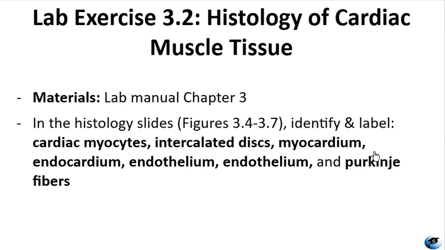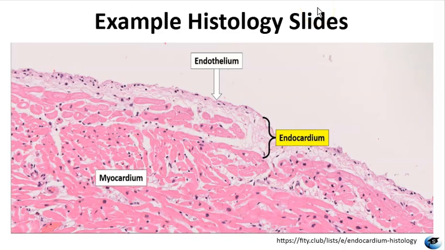For lab exercise 3.2, you'll be looking again at histology slides that show various structures within the heart wall. You'll use the figures 3.4 through 3.7 in chapter 3 of the lab manual, and you'll want to be able to label and identify cardiac myocytes, intercalated discs, myocardium, endocardium, endothelium, and Purkinje fibers. These are all going to be visible under the microscope, but they can be difficult to recognize at first.